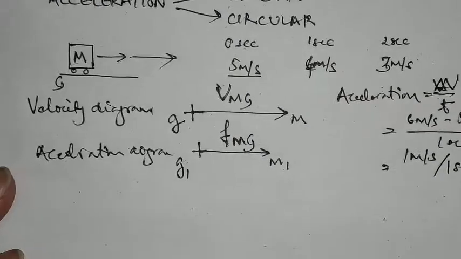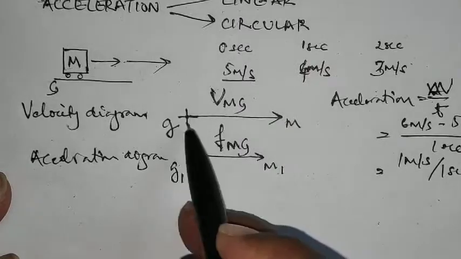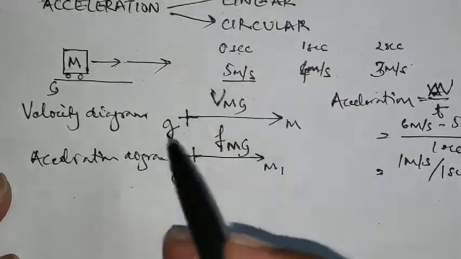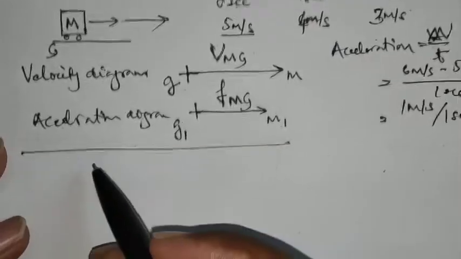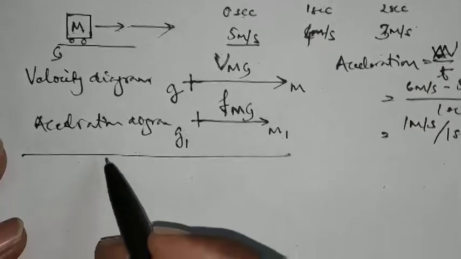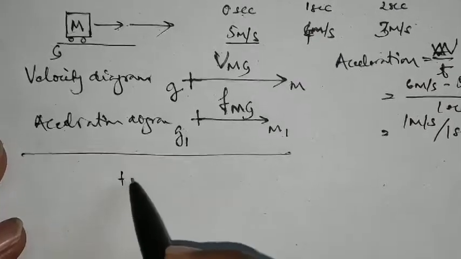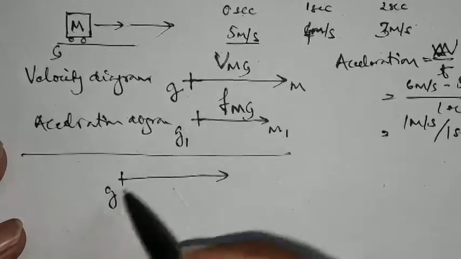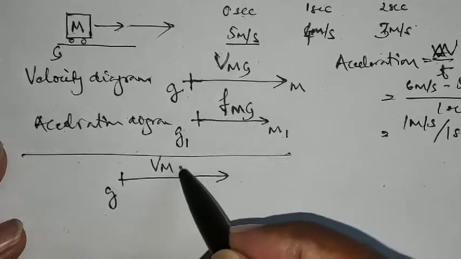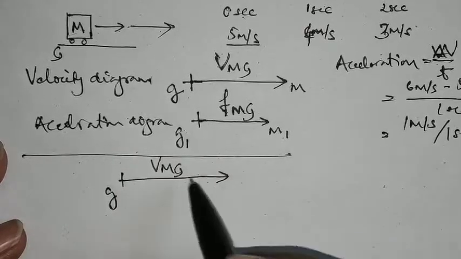In that case, if you are trying to draw the velocity and acceleration again, the velocity diagram will be in the same direction. So the velocity will be written like this. This is the velocity of the moving part with respect to the ground, which is actually 5 meters per second.